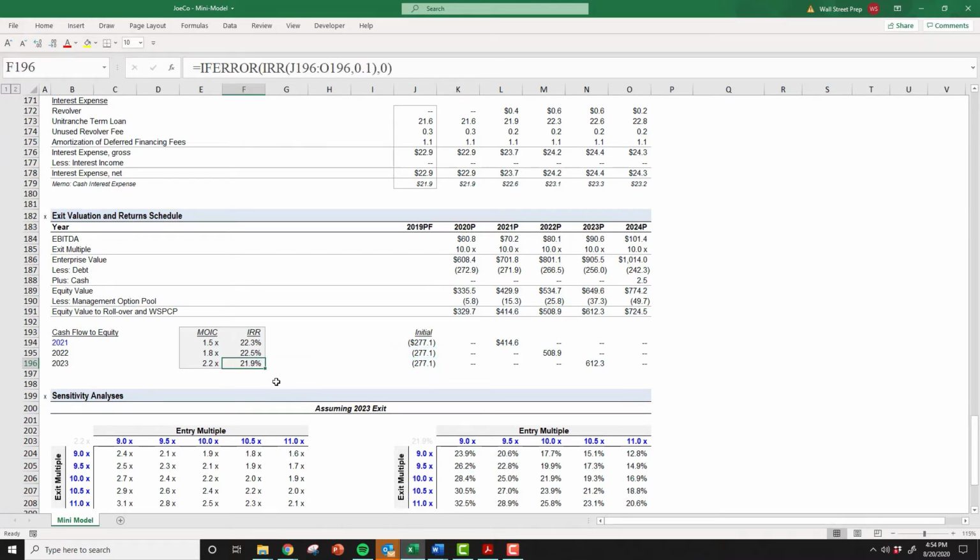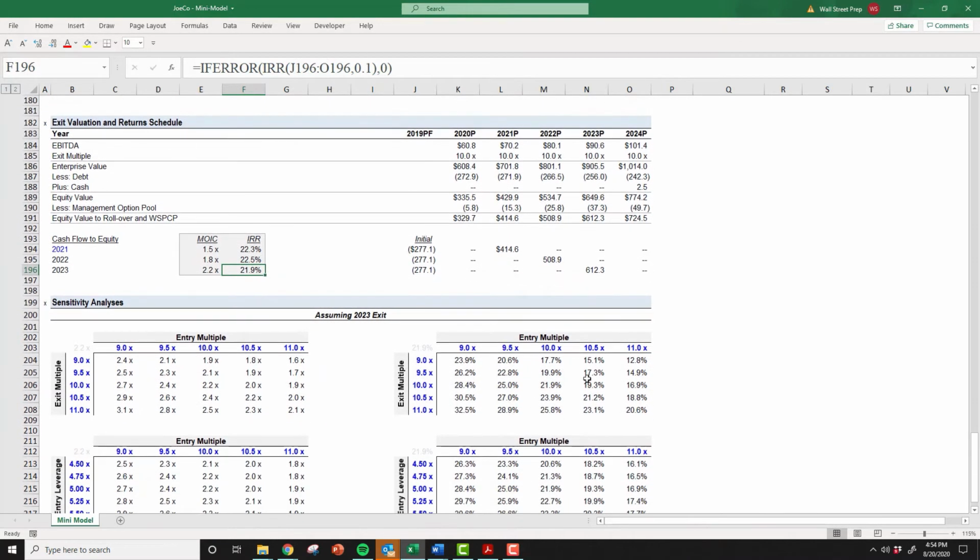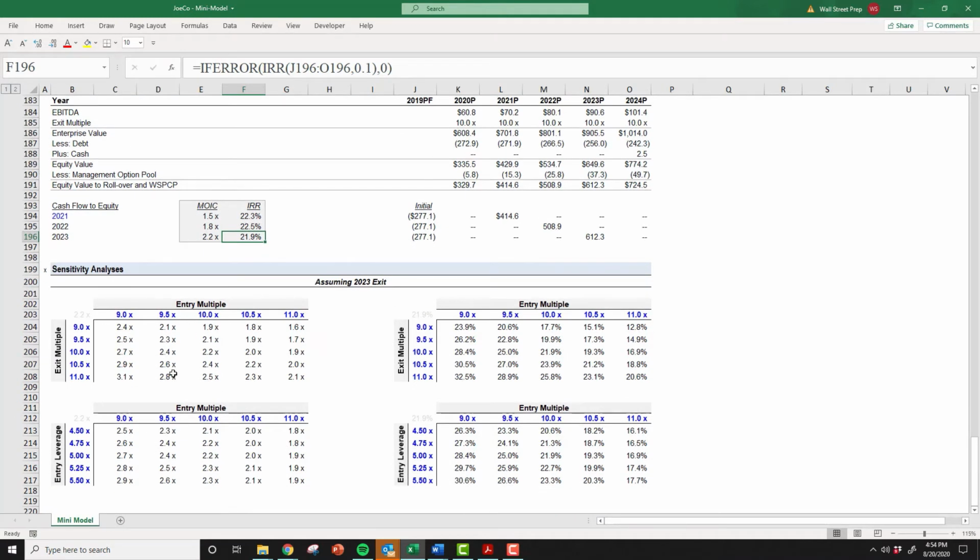Well, what is that as an IRR? 21.9%, or a multiple of the initial capital, of the invested capital, is 2.2. That's that 21% that we saw at the very beginning, right in that schedule. I'll go back to that summary in a minute, but here are the data tables where you can flex different assumptions to see how it affects these critical MOIC and IRR data points.